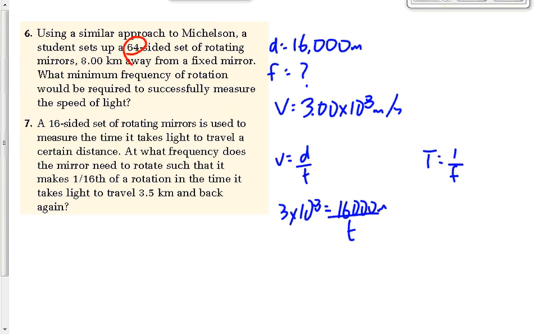Go figure, that's not the time that I want. I want big T if I want to find frequency. But what does little t equal there? 16,000 divided by 3 times 10 to the 8. It's going to be 5.33 times 10 to the negative 5 seconds. Remember we said we're usually getting a 10 to the minus 4? Why do we get something that's quite a bit different here? You know, off by a factor of 10, basically.